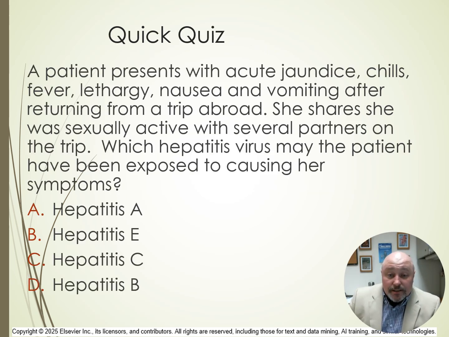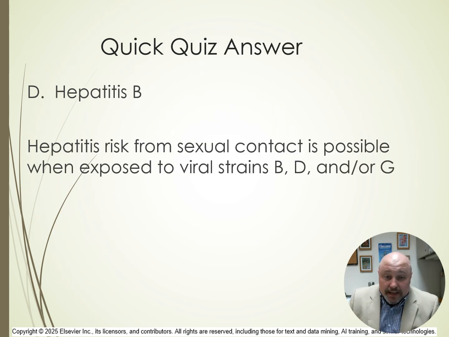Quick quiz. A patient presents with acute jaundice, chills, fever, lethargy, nausea, and vomiting after returning from a trip abroad. She shares she was sexually active with several partners on the trip. Which hepatitis virus may the patient have been exposed to causing these symptoms? Hepatitis A, E, C, or B? And that answer is going to be hepatitis B. Risk from sexual contact is possible when exposed to viral strains B, D, or G.